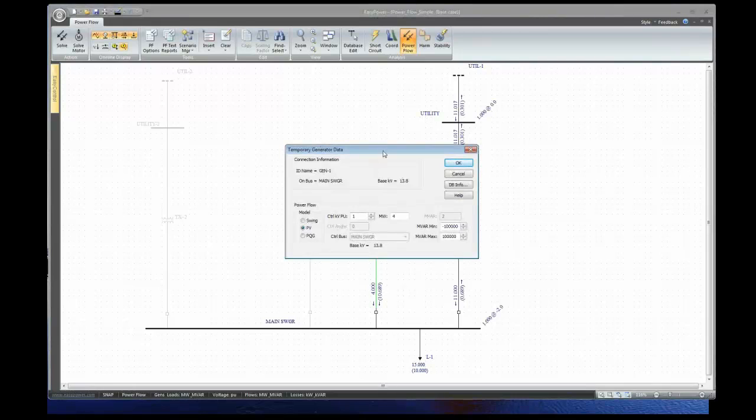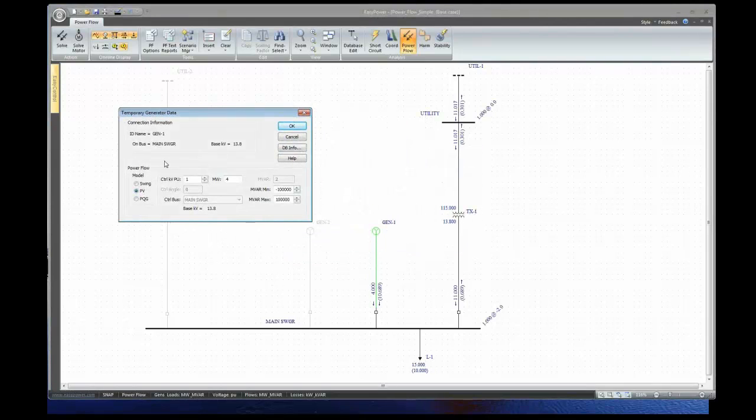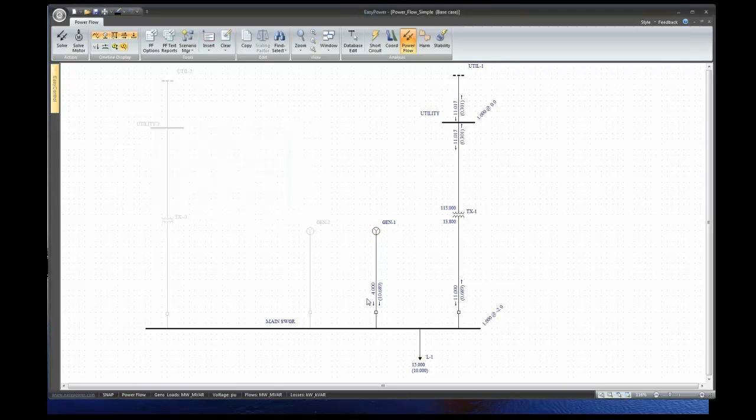It's my fault. If I look at my generator data, it's PV, which means it's going to try to control the voltage. I'm saying at the main switchgear bus, I need 1 per unit. And I want to schedule it for 4 megawatts. So that's exactly what it gave me. But unfortunately, on a 5 MVA machine, there's no way I can operate like this, right? 10 megavars is exceeding my rating.